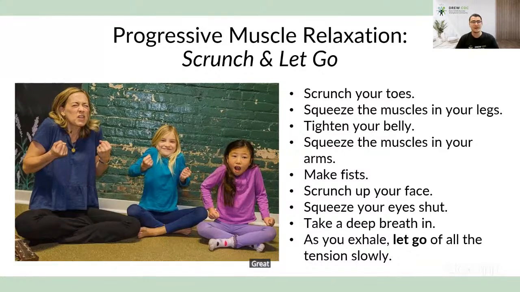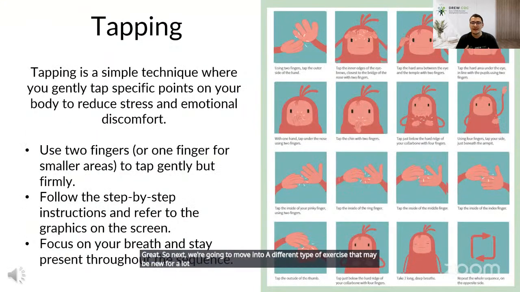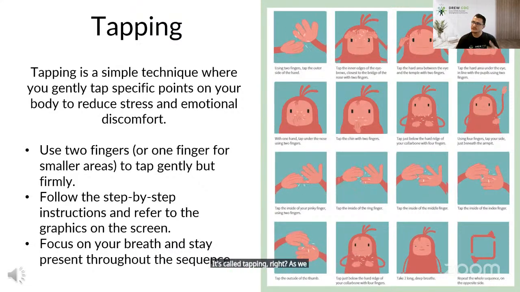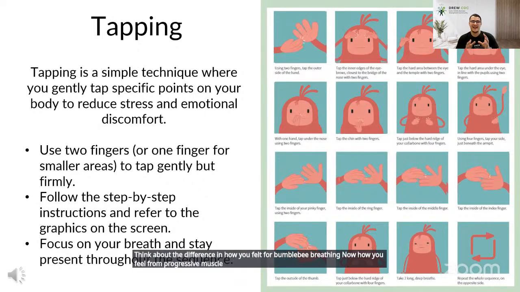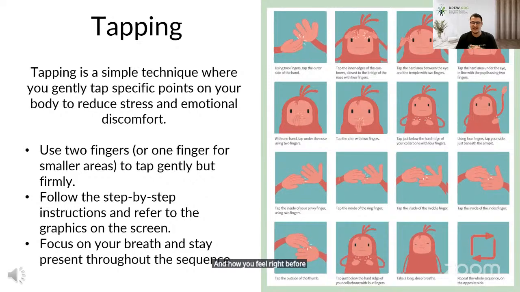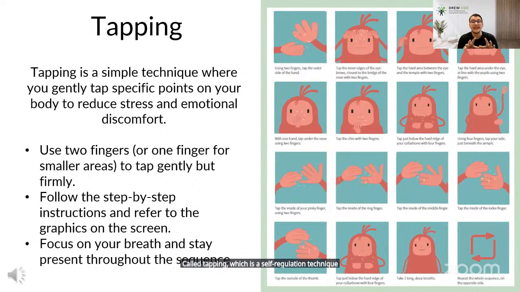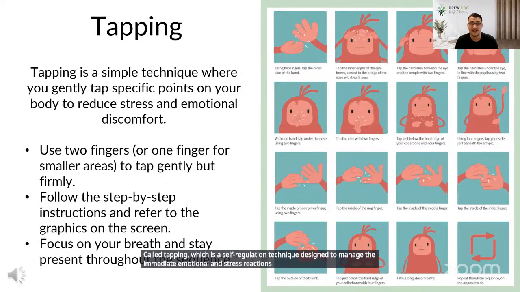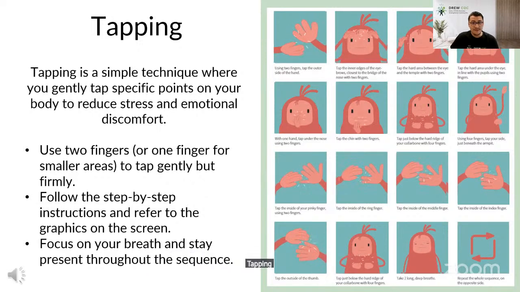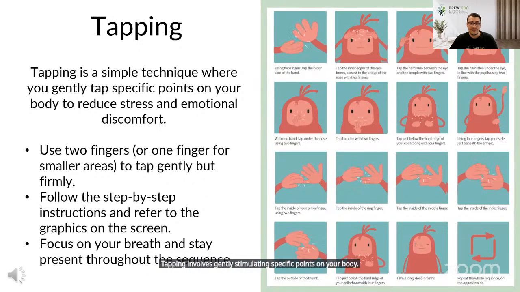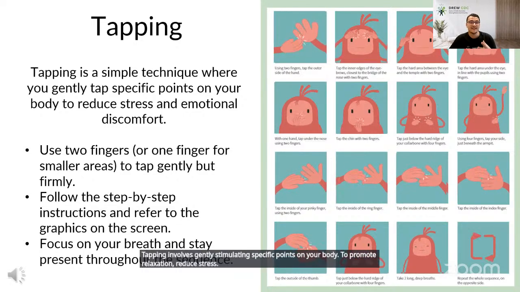So next, we're going to move into a different type of exercise that may be new for a lot of you that is really, really helpful. It's called tapping, right? As we move into tapping, think about the difference in how you felt for bumblebee breathing, now how you feel from progressive muscle relaxation, and how you feel right before we do this other different exercise called tapping, which is a self-regulation technique designed to manage the immediate emotional and stress reactions that you're having. Tapping involves gently stimulating specific points on your body to promote relaxation, reduce stress, and enhance emotional balance.